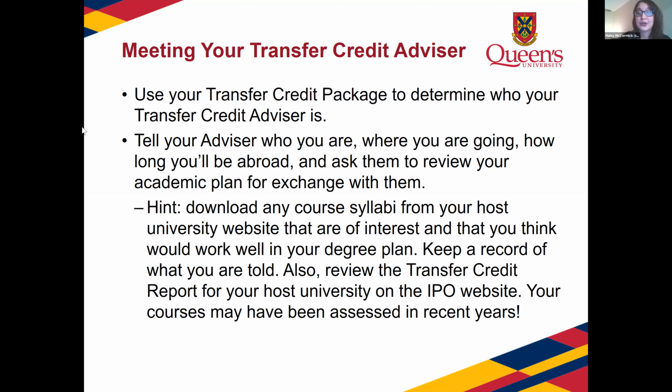You will tell your advisor who you are. So you include your student number, obviously, email from your Queen's email account, tell them the level of studies you're at, so year 3 or year 4. Tell them where you're going on exchange and how long you'll be abroad. All of that information is very important so that they get the complete picture of who you are.